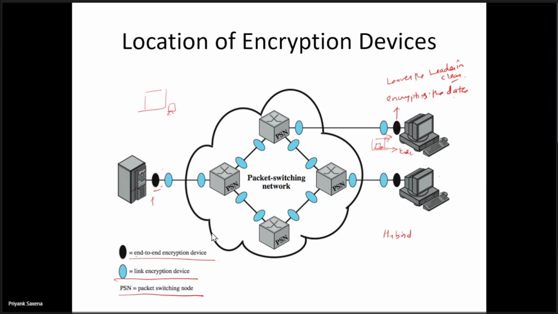But if I talk about end-to-end encryption, suppose this device has encrypted it here, this black one, and only the destination can decrypt it. With end-to-end encryption, the number of encryption devices is less. So what is the disadvantage of this scheme? In this case also the intermediate nodes will have to open the packet to know the address.